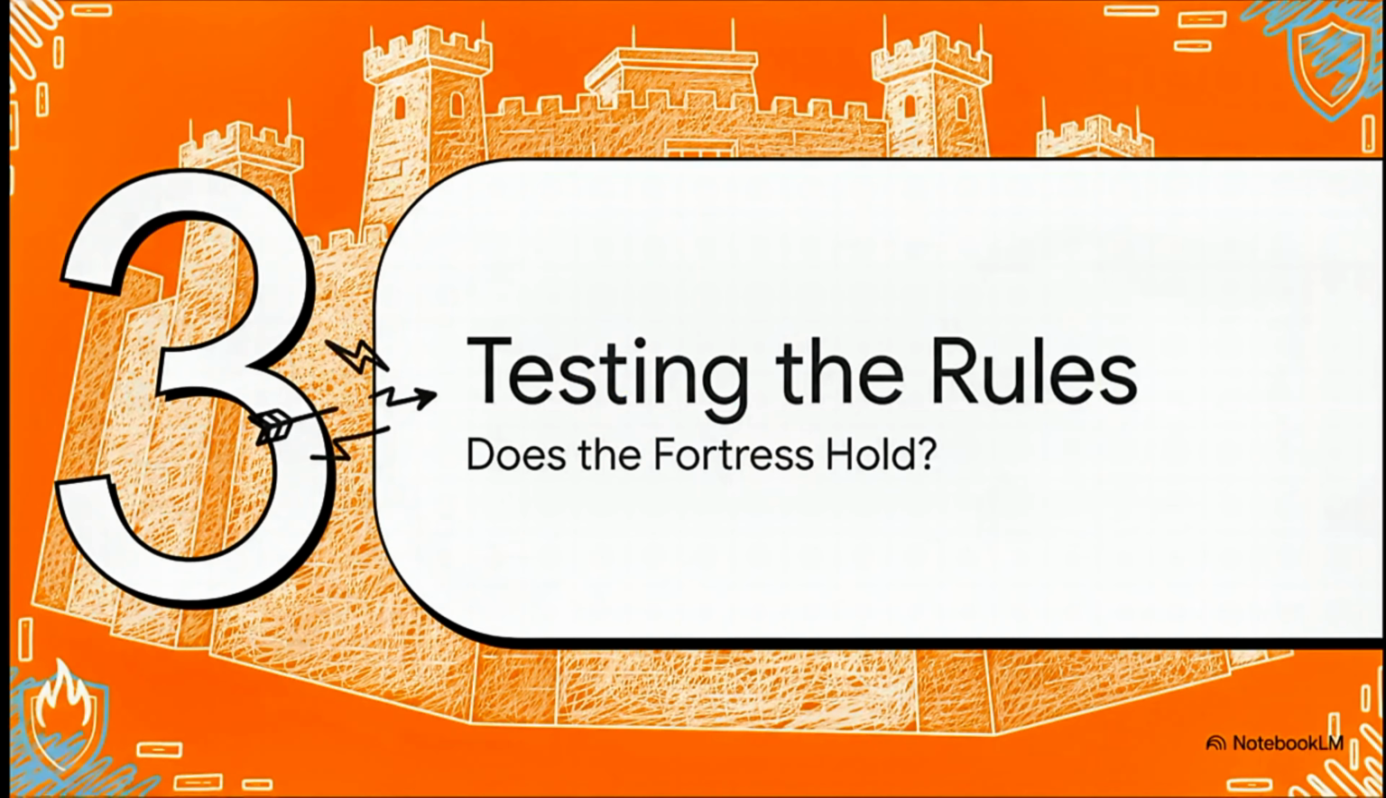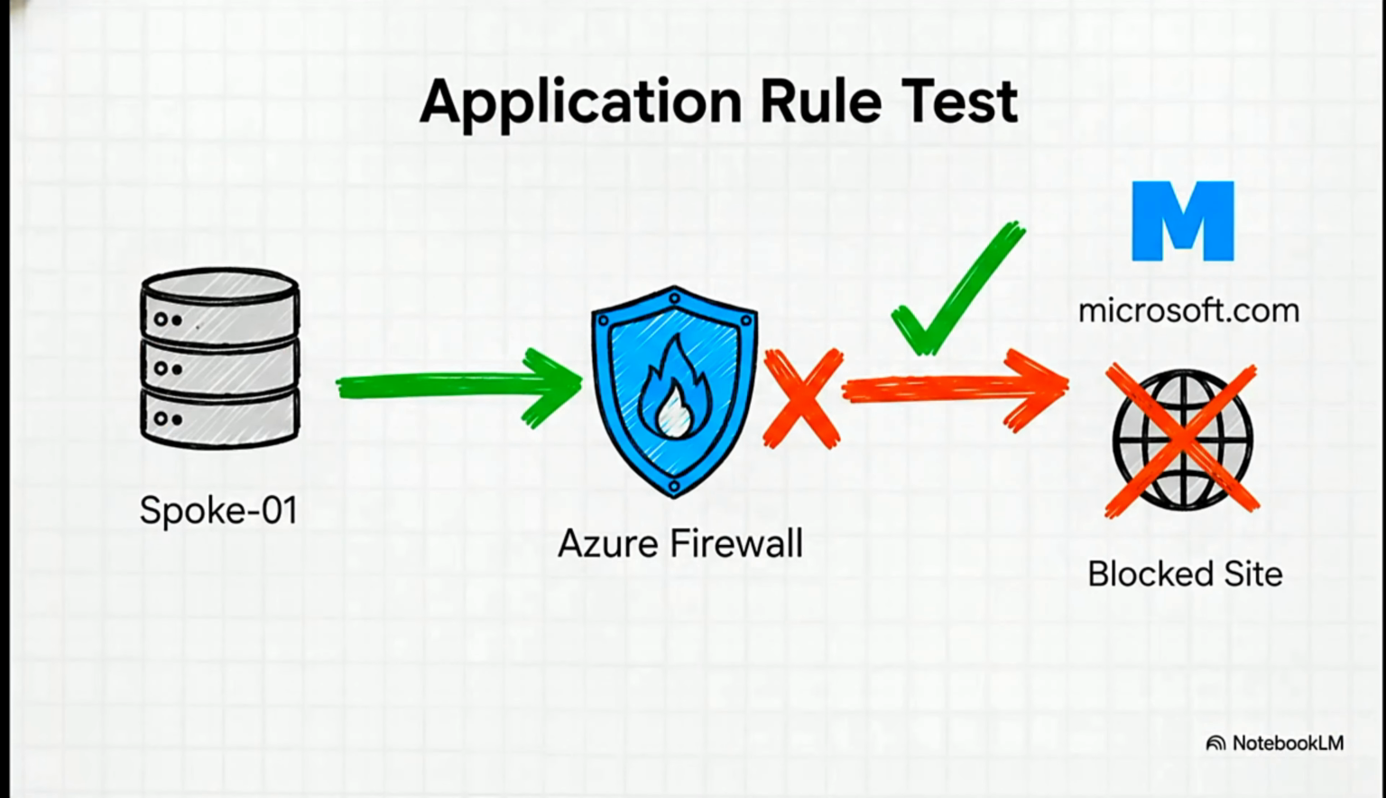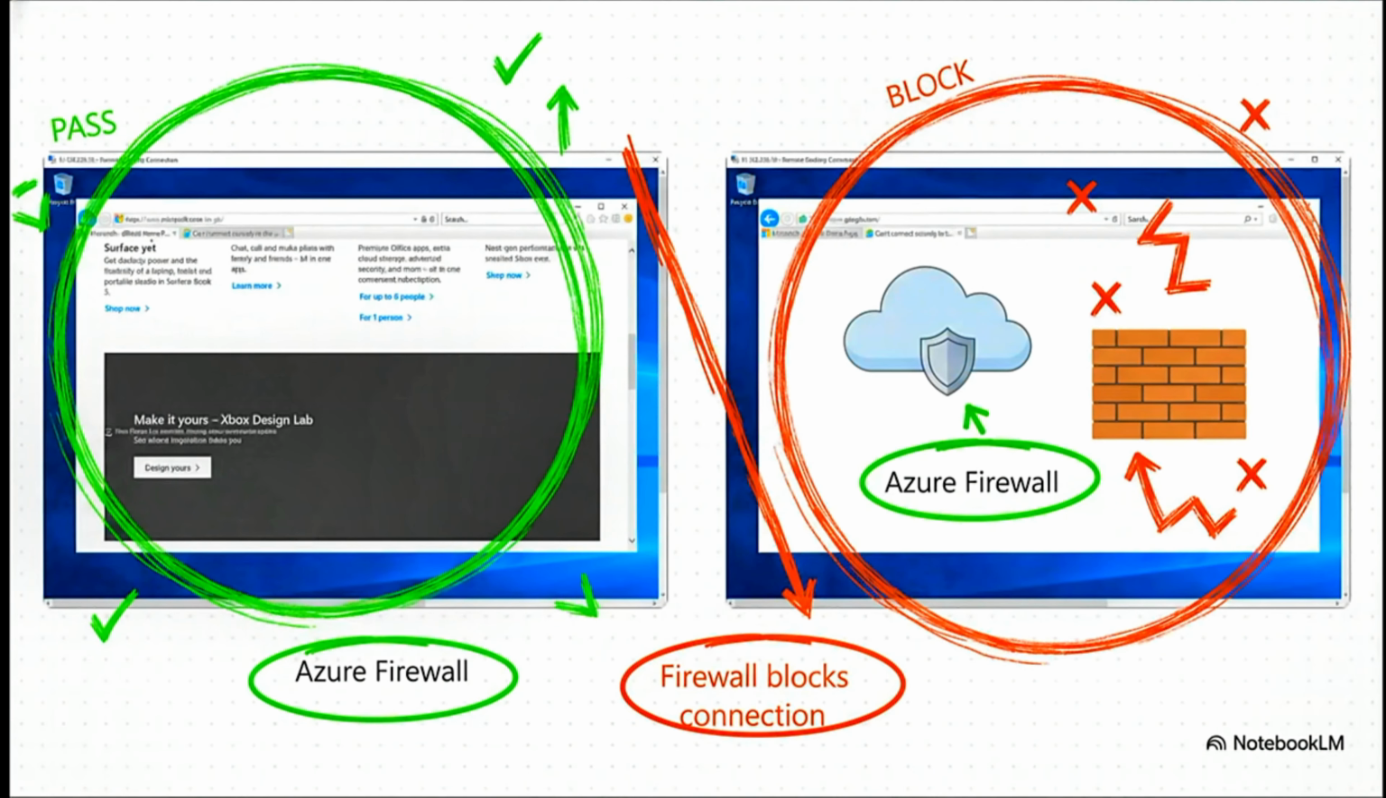All right, this is it, the moment of truth. We've laid the foundation, we've built the structure, we've written the rulebook, but does the fortress actually hold? Let's put these rules to the test and find out. First up, let's test that application rule. Remember the one? We said our server can only visit the websites we've approved. Let's see if it can get out to the internet, but only to where we said it could. And yep, the results are crystal clear. Check this out. On the left, a perfect, successful connection to Microsoft's website.